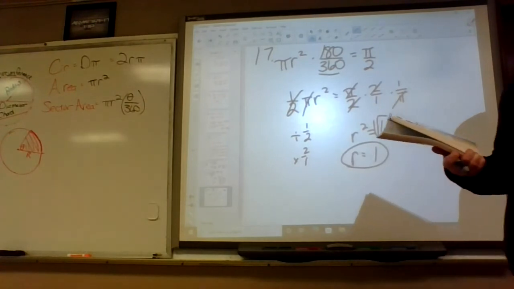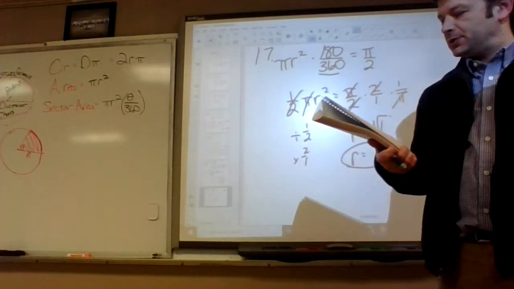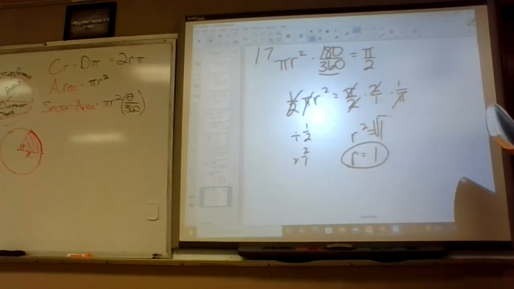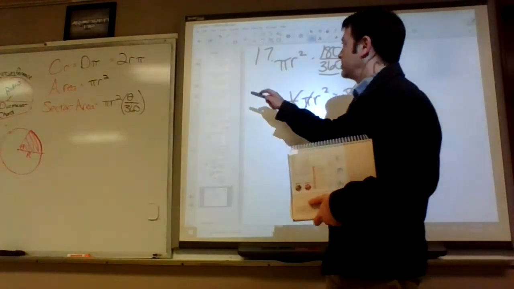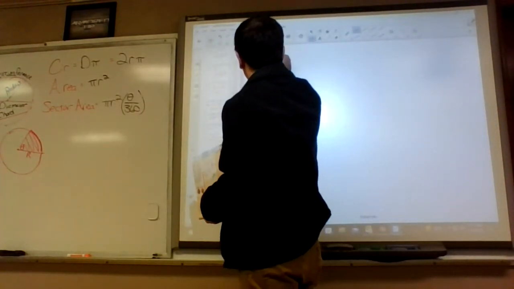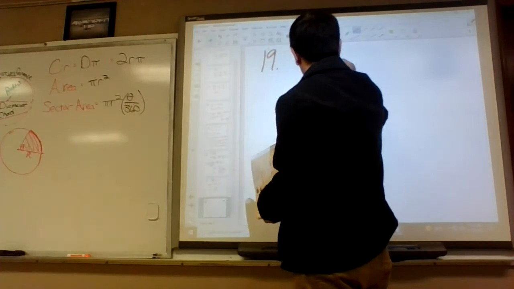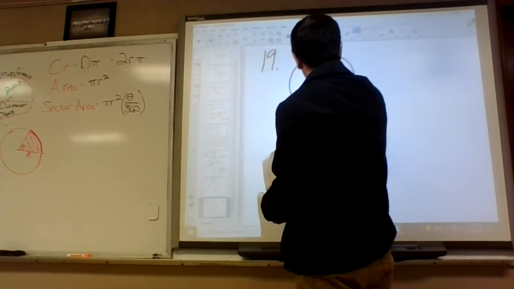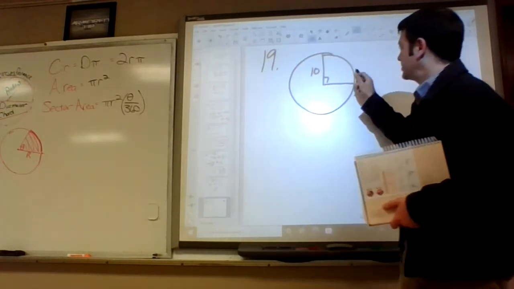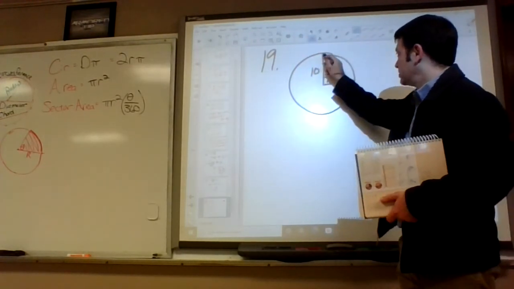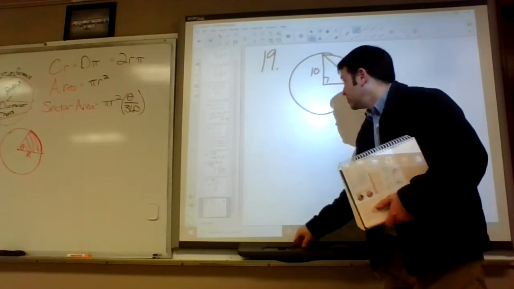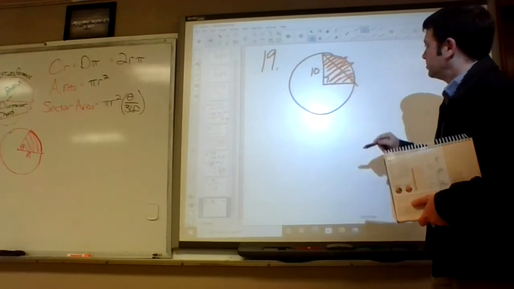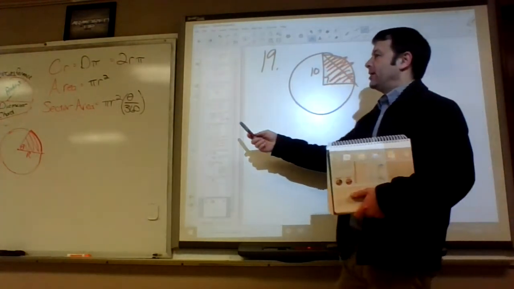Okay, 19 is asking for two answers. It's asking for the sector area and something they call the segment area. I'll explain what the segment area is in a second. So the sector area is going to be, so they made it a triangle right there, but the sector area is going to be all this stuff, basically. So we're just going to use the sector area formula.